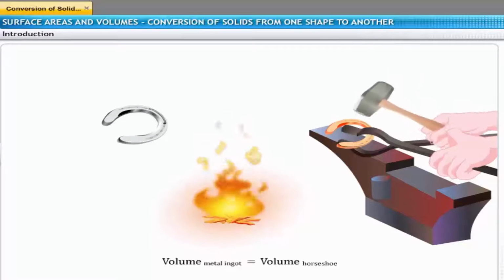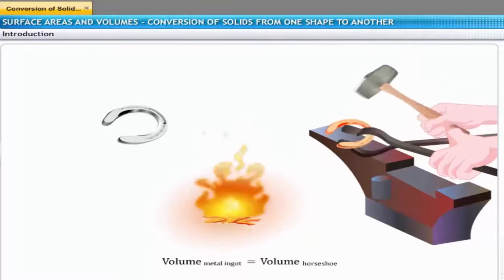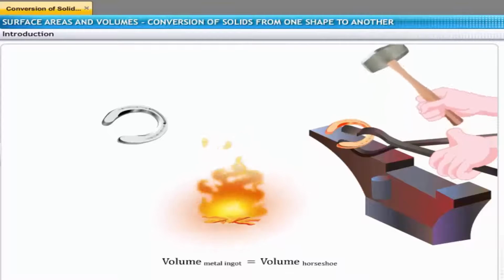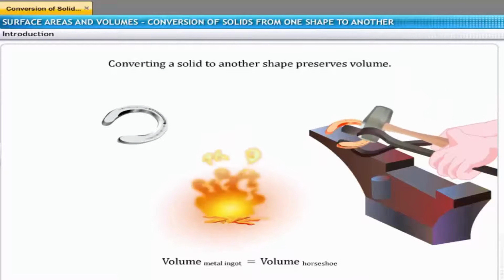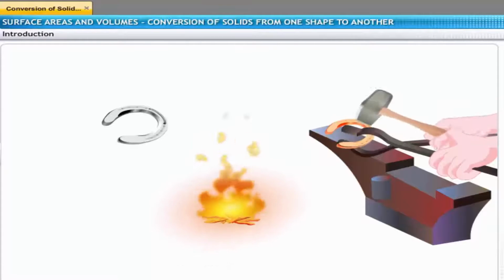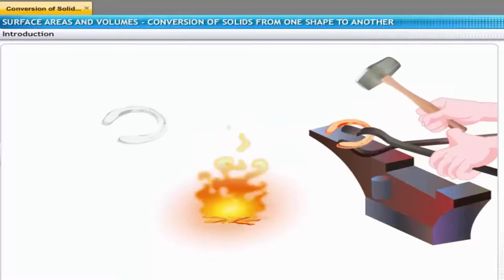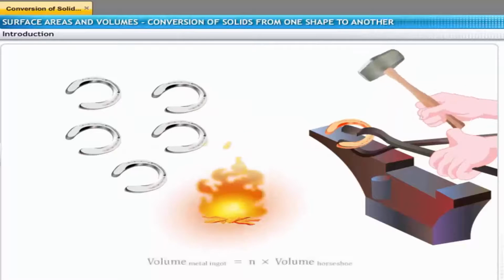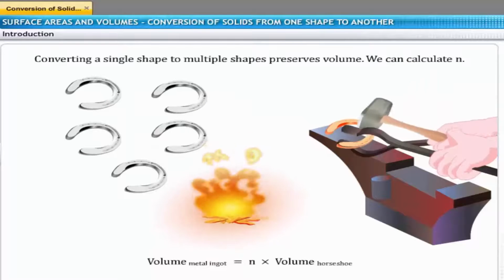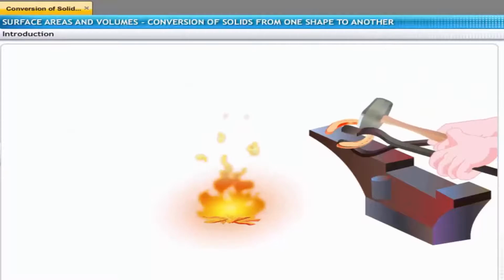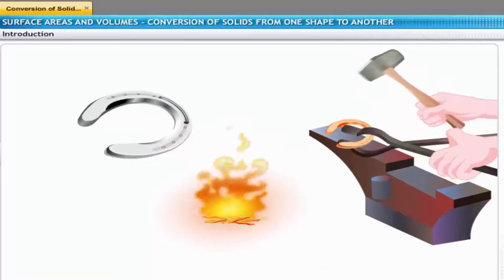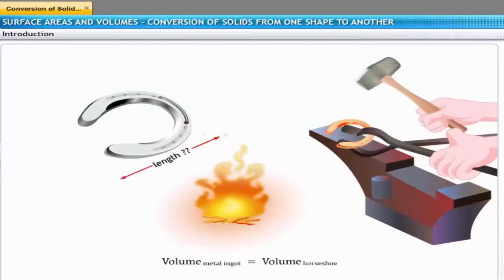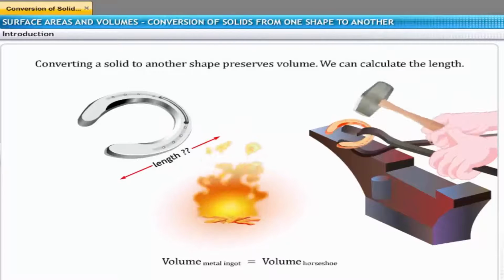This is the basic principle that is at the heart of any problem in the conversion of solids from one shape to another. The volume of material that we start with and the volume that we end with remain the same. In many cases, a single solid item is converted to a number of items, and we are asked to compute the number of such items that can be produced. In other cases, we are given the available number of items of a converted solid. We are asked to compute the height, radius, or some other dimension of the converted solid.